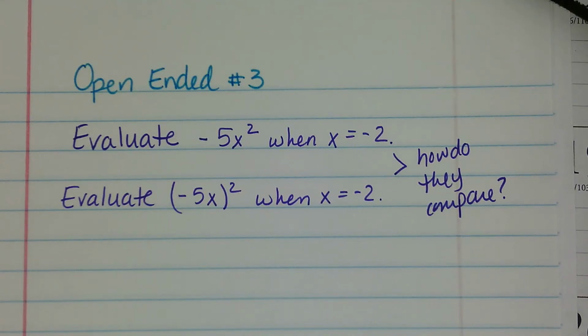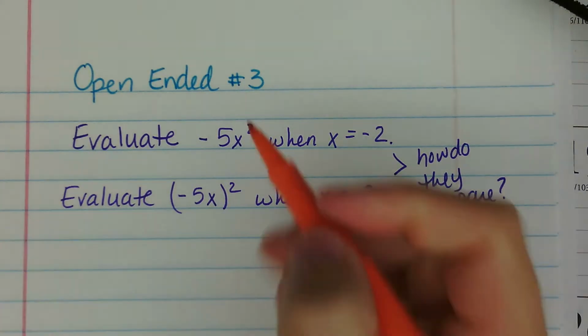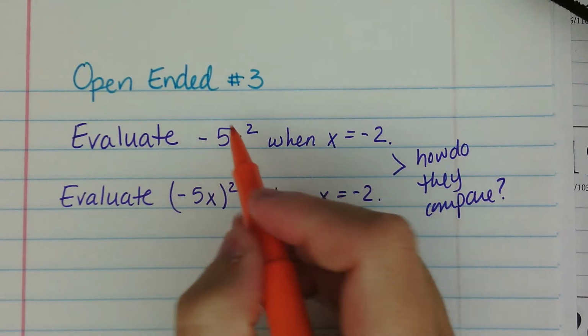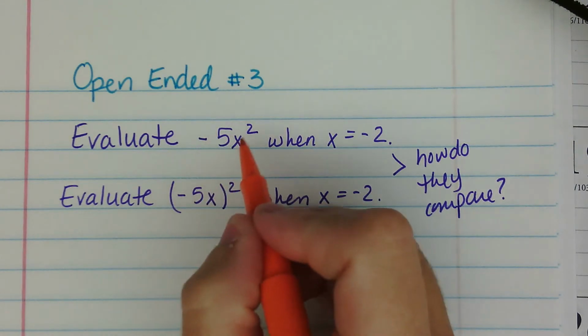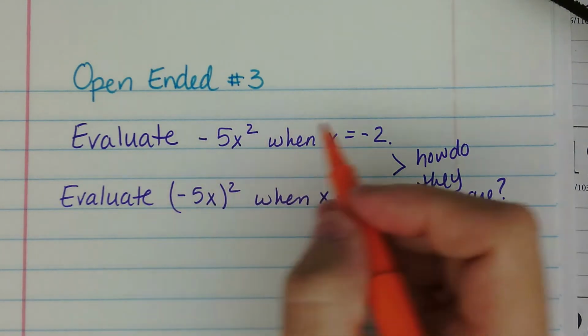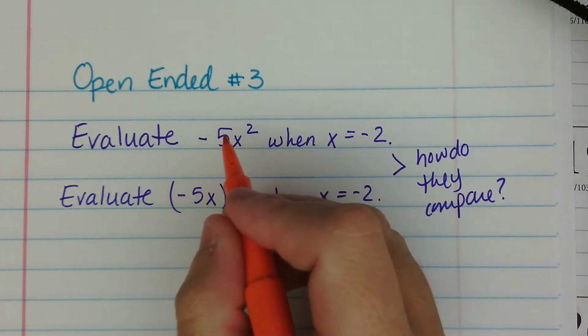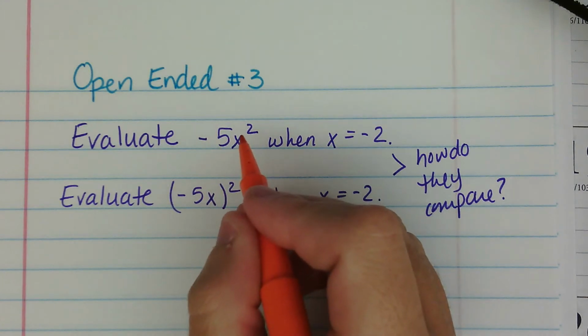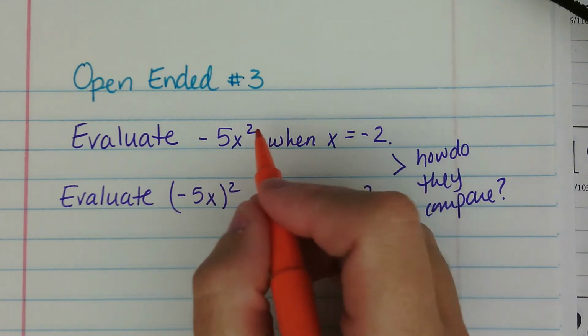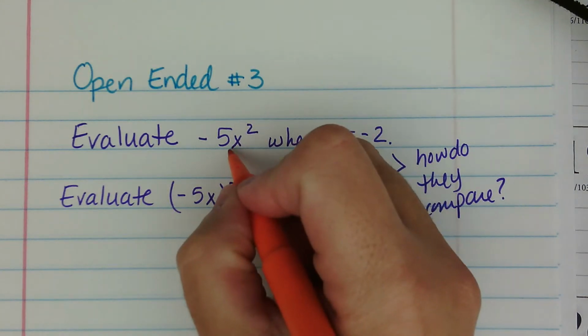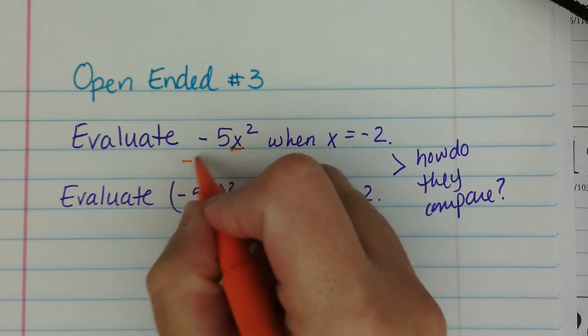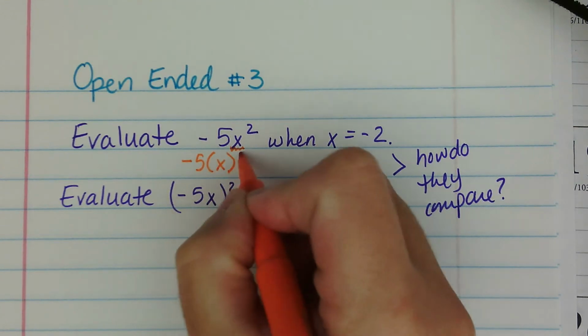Okay, so you looked at this open-ended question, and hopefully you got a little aware with it, and we can come up with how do they compare. The first thing we need to do is take a look at our first statement. Our first statement says negative 5x squared. So before we substitute in the negative 2 for x, we need to rewrite this statement to what it really means. Now, negative 5x squared means that the squared term is only on the x. So that would be negative 5 times x times x.